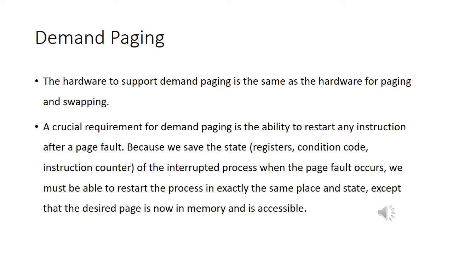Then the hardware to support demand paging is the same as the hardware for paging and swapping. We know that when a page fault occurs, the execution of the instruction temporarily stops, and it can restart the execution after bringing that page into the main memory. Because we save the state of the interrupted process when the page fault occurs, we must be able to restart the process in exactly the same place and state, except that the desired page is now in memory and is accessible.